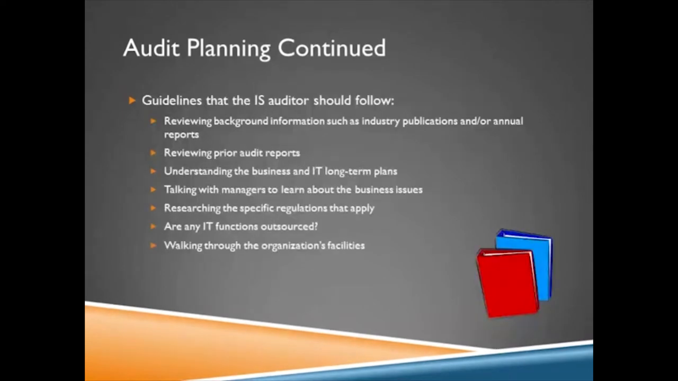Now, the guidelines that an IS auditor should follow include reviewing background information, such as industry publications or annual reports. They should look at prior audit reports to see what issues were brought up in the audits done before this one. Understanding the business and IT long-term plans is a very important part of this. We need to remember that IT and IS is not the center of the business. We're there to support the business. If this business makes widgets, the purpose of IT and IS is to help support that business to make widgets, because that's how they make their money. So we need to make sure we understand what the business needs are and what those long-term plans are.